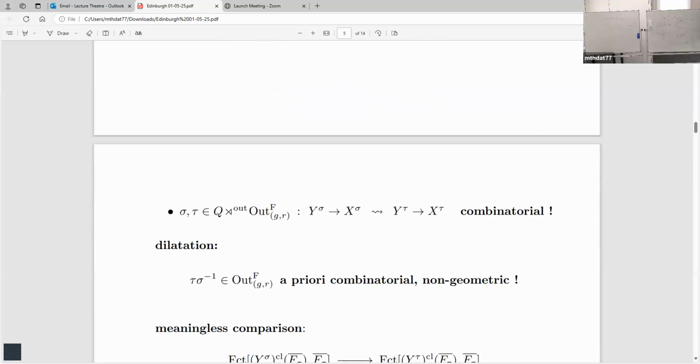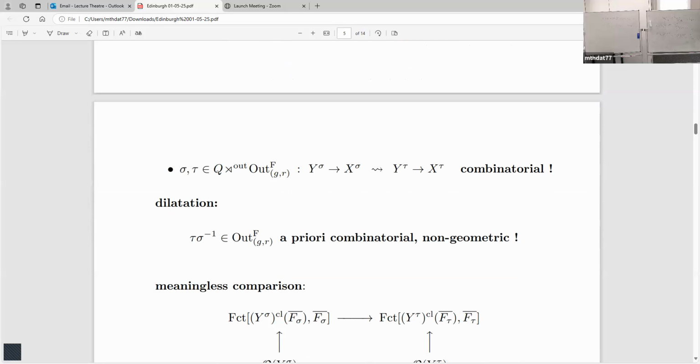So now if you have two elements, sigma and tau, in this outer semi-direct product, so this is somehow the picture that appeared in the discussion between Mochizuki and Minhyong Kim this morning. So if you have two elements now, sigma and tau, in the outer semi-direct product of Q, then you have these two objects or two coverings, one labeled sigma and one labeled tau, and these are related by inner conjugation inside this group, say by such an element. So this should be Q outer semi-direct product, and this relation is combinatorial.